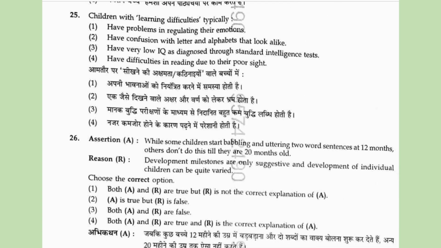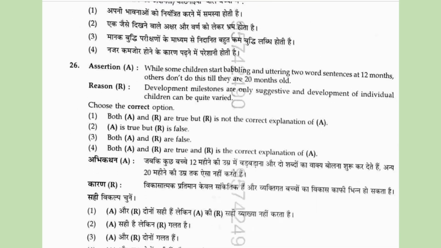Children with learning difficulties typically, okay. So typically they will have confusion with respect to letters and alphabets that look alike. I'm not sure about dyscalculia. They may not have very low IQ. Poor sight is not the problem, and they can regulate their emotions. So they have confusion with letters and alphabets, and also sometimes with numbers. So only letters and alphabets, I don't know why it has been put, but I'll go with the option of having confusion with letters and alphabets.